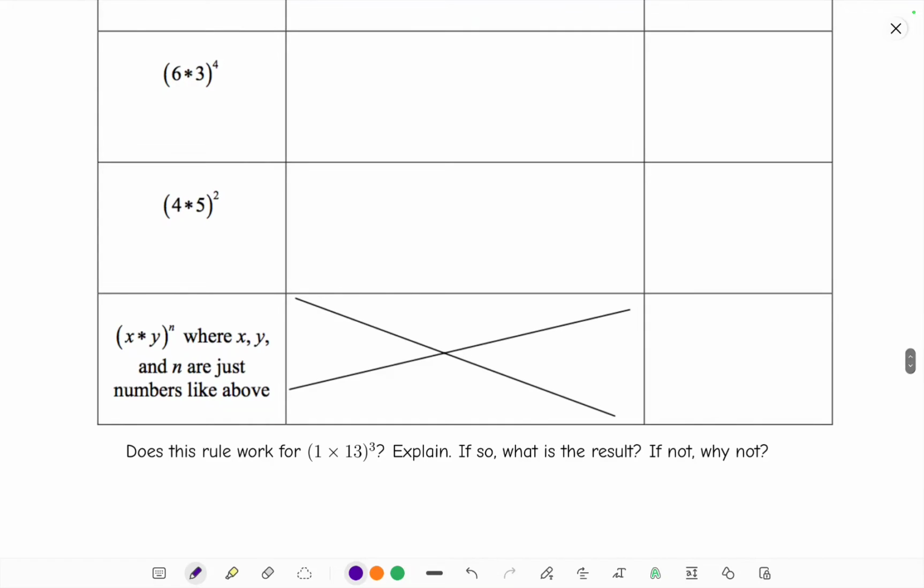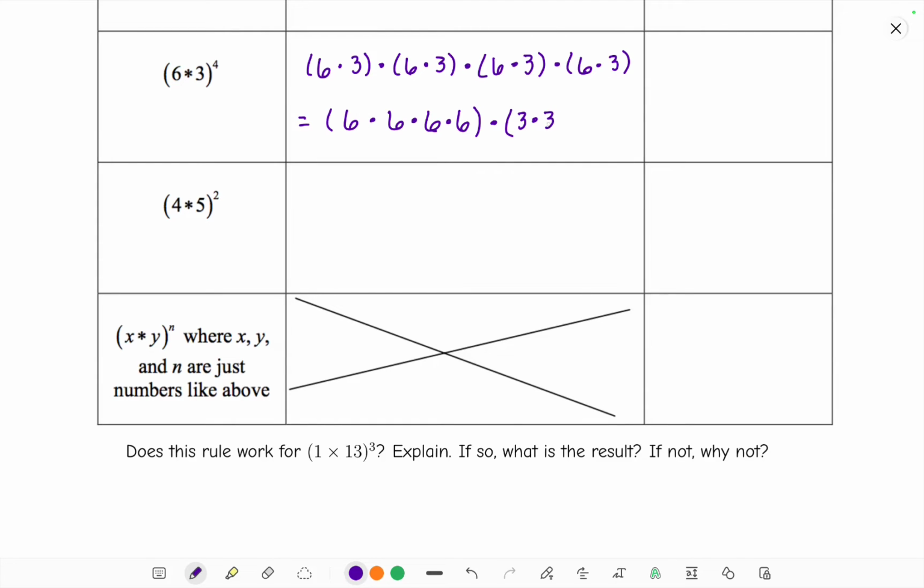The next one, (6 times 3) to the fourth. Now that's 6 times 3 times 6 times 3 times 6 times 3 times 6 times 3. And then again, using the commutative property, we can rearrange it where all 4 6's are next to each other, so 6 times 6 times 6 times 6 multiplied by all 4 3's next to each other, 3 times 3 times 3 times 3. So we get 6 to the fourth power times 3 to the fourth power.